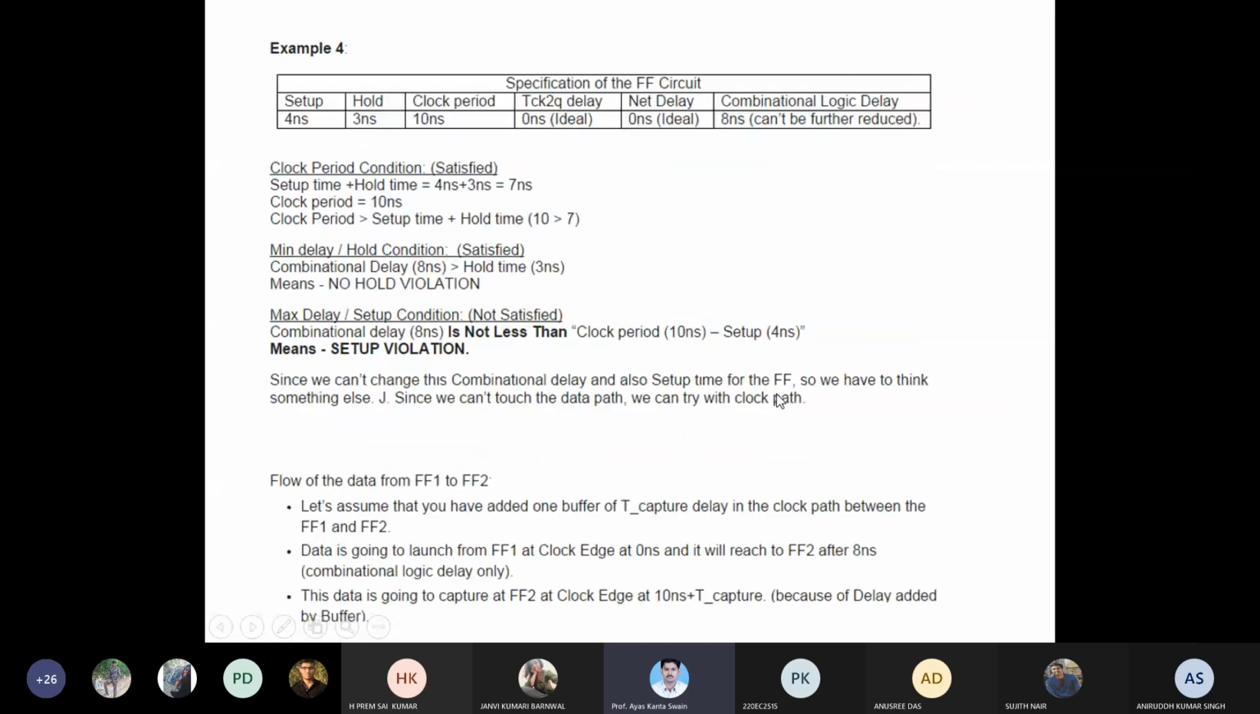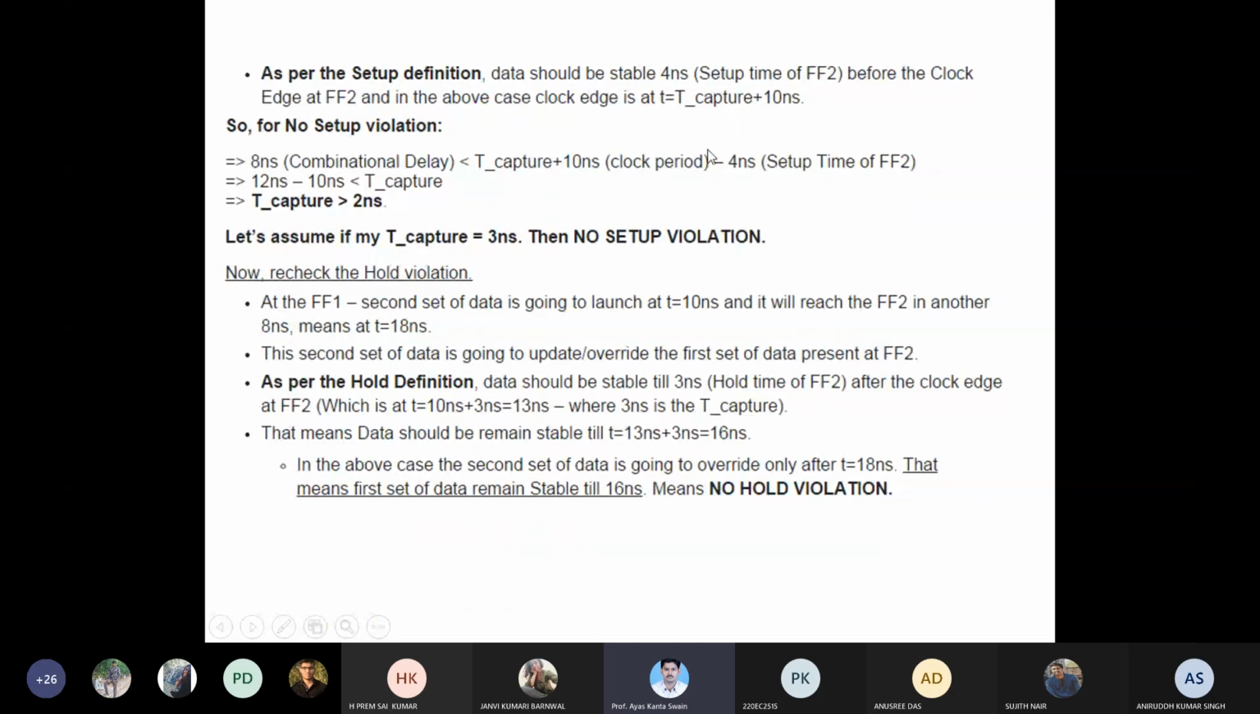But as the delay in the combinational circuit is 8 nanoseconds, the data will reach flip-flop 2 from flip-flop 1 after 18 nanoseconds, which is much later than the 16 nanoseconds, which is the holding period requirement of this circuit. So it means there is no hold violation. Are you getting it? So these are all the possible scenarios that may happen.